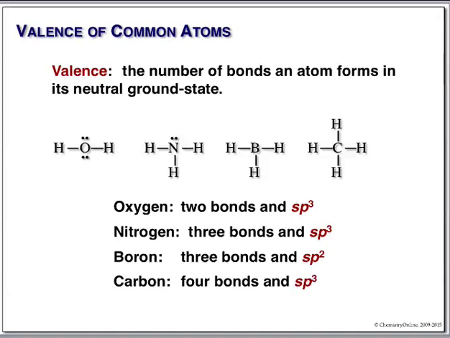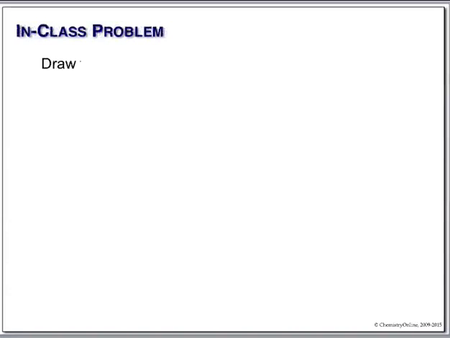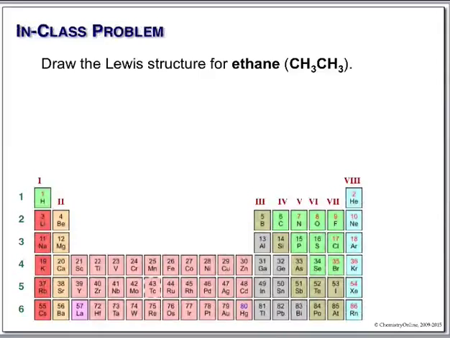Oxygen can form double bonds. We saw a triple bond even. Nitrogen, single bonds and double bonds. Carbon, single, double, and triple. All right, let's use our Lewis approach and let's make ethane. Ethane is a hydrocarbon with 2 carbons, 6 hydrogens. Go ahead and draw the Lewis structure for this compound.